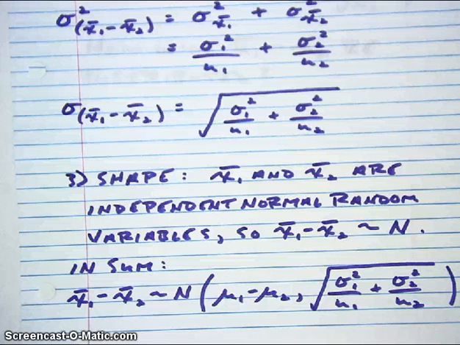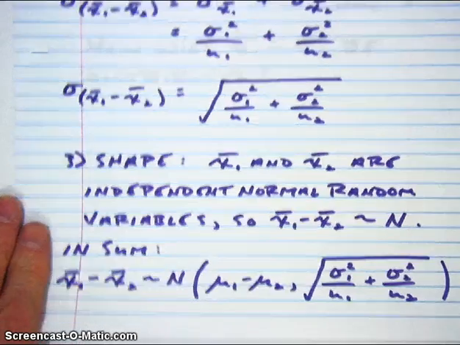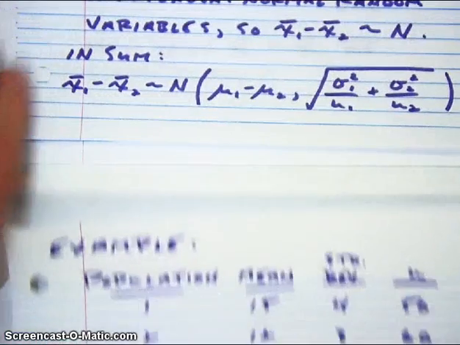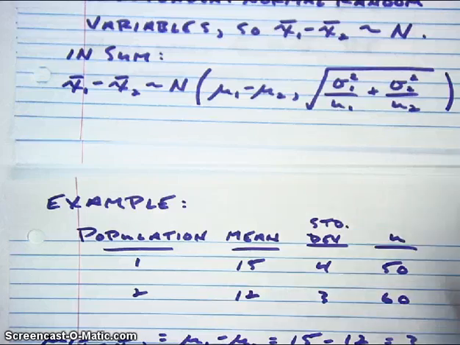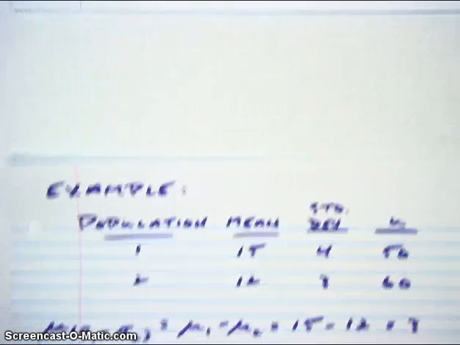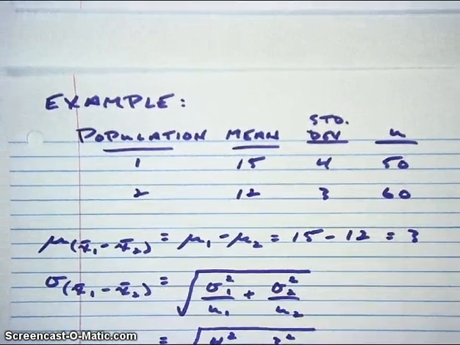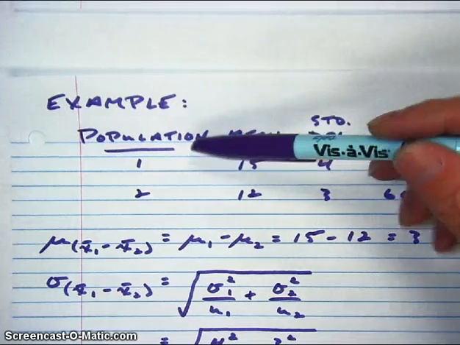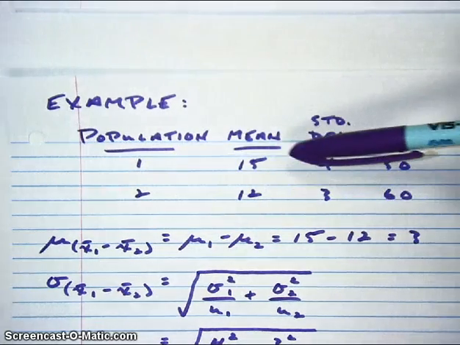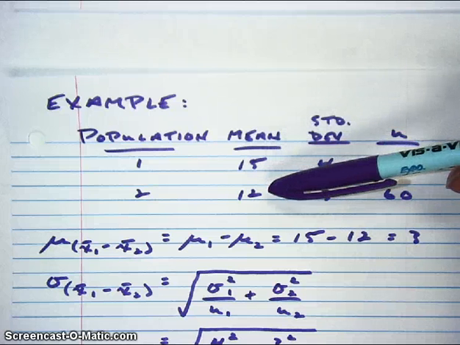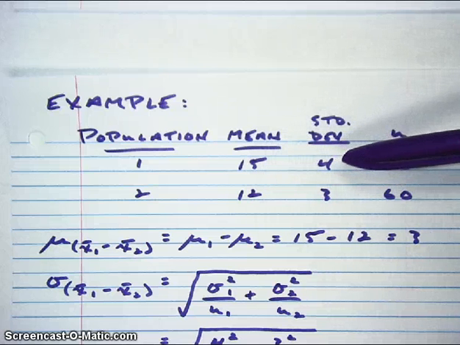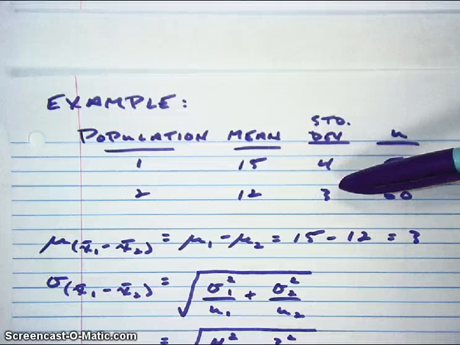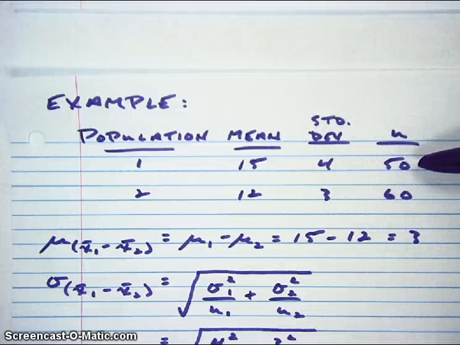Now we could apply that to different kinds of examples, although mostly we want to apply this to inference involving two population means. You could answer some questions just about this particular sampling distribution. For instance, suppose we have two populations, 1 and 2. The mean of population 1 is 15 and the mean of population 2 is 12. The standard deviations respectively are 4 and 3. And we draw samples of size 50 and 60, and those samples are random and independent.